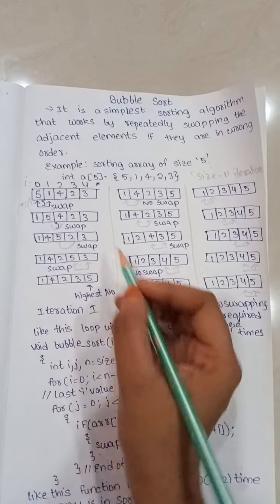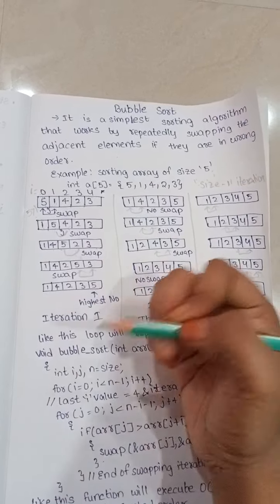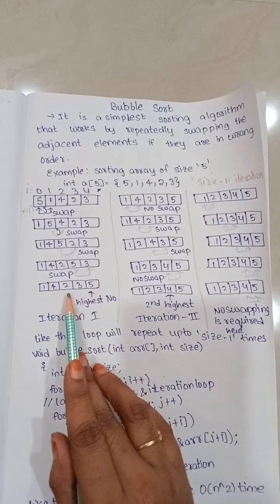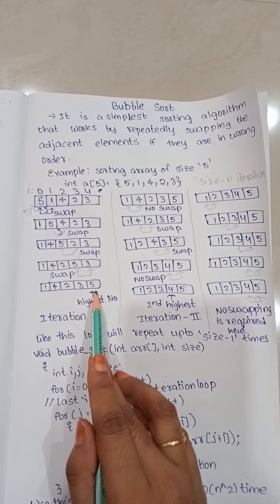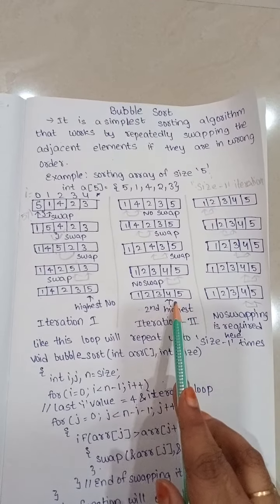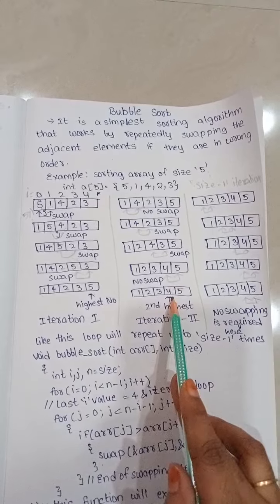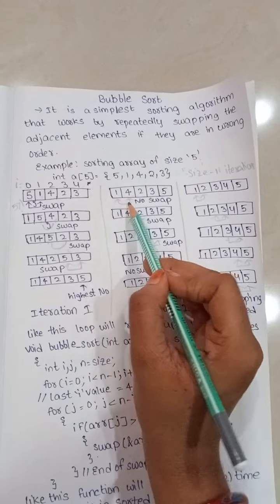Here in the first iteration we are getting the highest number at the last. For every iteration we are getting the highest number to its last. For the first iteration we are getting the highest number at last. For the second iteration we are getting the second highest number at second last place. Let us look into the second iteration.